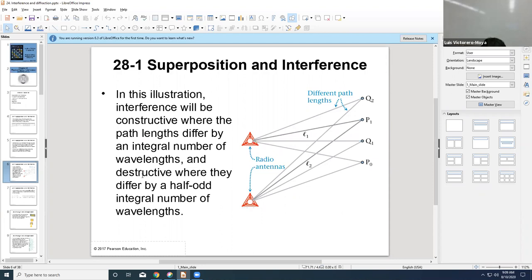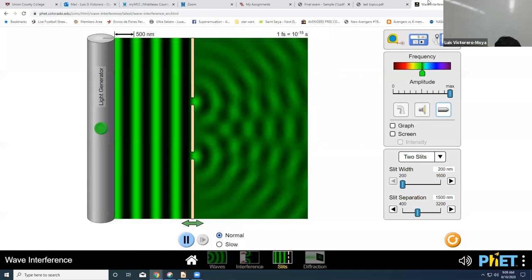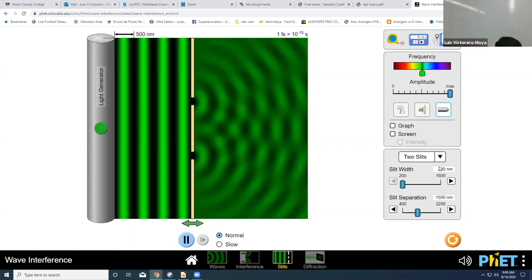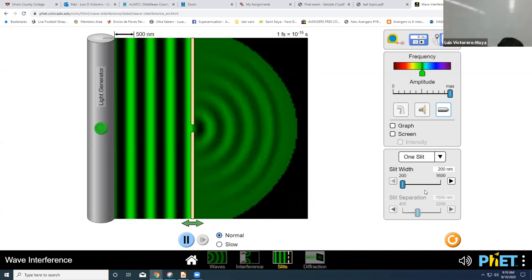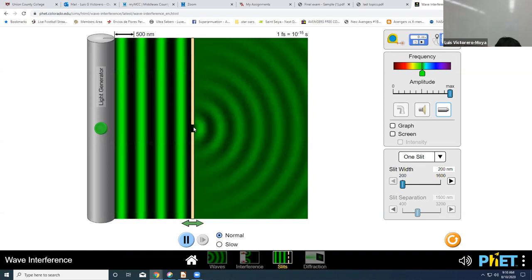But radio waves are part of the electromagnetic spectrum, so we expect that to happen with any part of light, like radio, microwave, and visible light. The way we like to do this experiment in the lab is by using this. Right now you have a laser pointer, and let's first do one slit. If you have a very small slit, 200 nanometers in width, then as light gets through here, you start seeing these waves being formed.